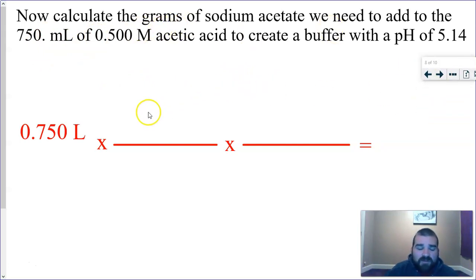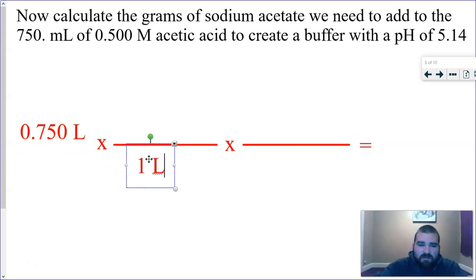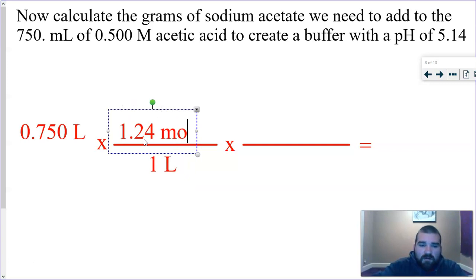Now we're going to solve for grams. So I have this volume. We solve for the molarity of my base, right? We know that the molarity of the base is per 1 liter on the bottom. And the molarity we got was 1.24 molar.